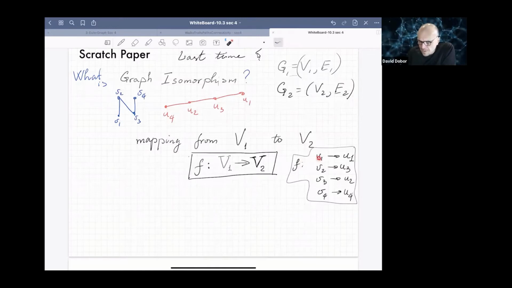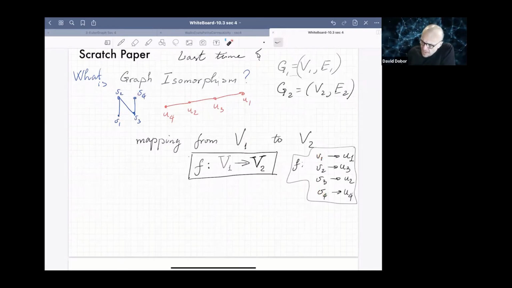Check any two elements. V1 and V2, for example, are neighbors here. Here's V1, here's V2, connected by an edge. Their images are U1 and U3. Here's U1 and here's U3. Those are connected too. In fact, any pair of vertices that are connected by an edge here will be mapped to a pair of vertices in G2 that are also connected by an edge. And conversely, if you take two vertices in graph G1 that are not connected by an edge, like V1 and V4, let's take V1 and V4. They're not connected by an edge.